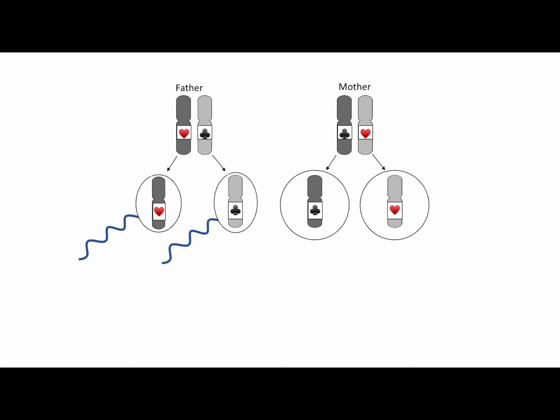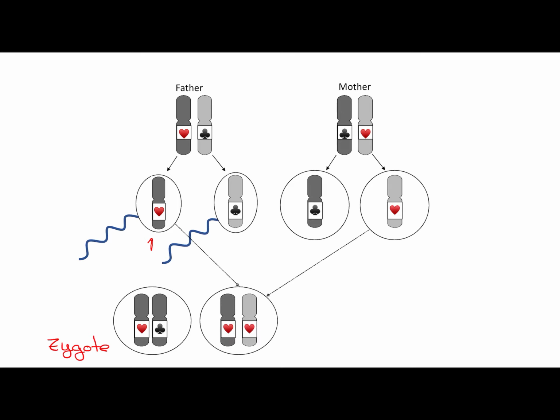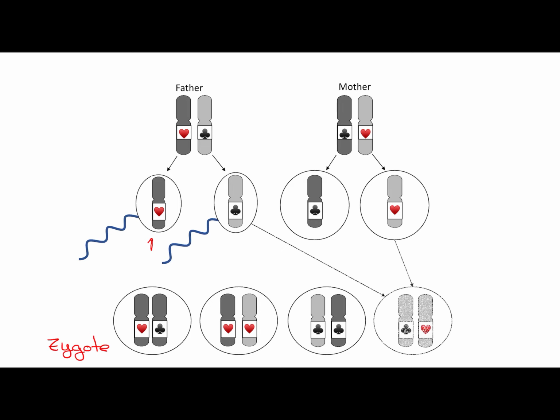So we could hypothetically have the sperm on the left, or one of the sperms that's carrying the heart allele, fertilize one of the eggs that's carrying the club allele, and that'll lead to an offspring, or a zygote, which just means the first cell after fertilization. So we could end up with a zygote that is heart club, or one of the sperm that carries the heart could fertilize one of the eggs that carries the heart allele, in which case the zygote would be heart heart. We could also have club club, or we could have club heart.